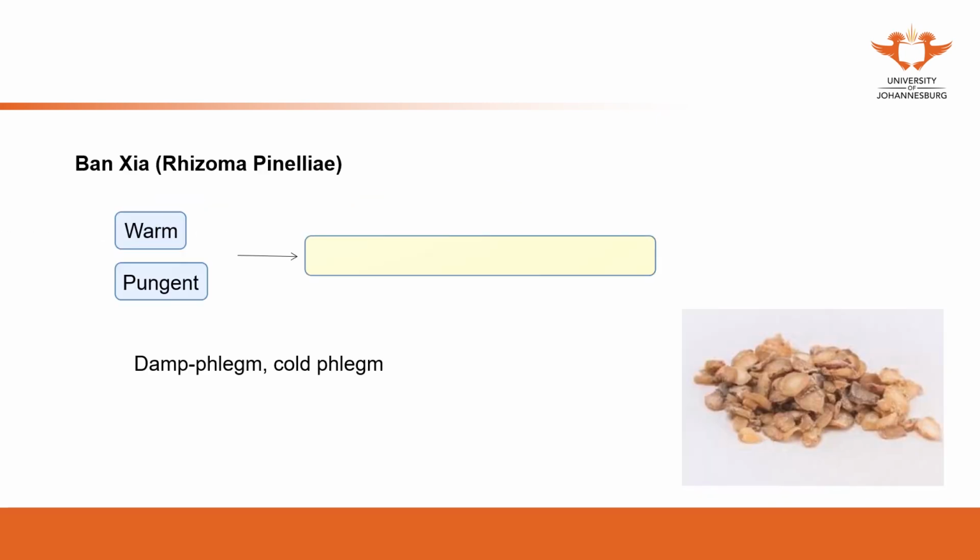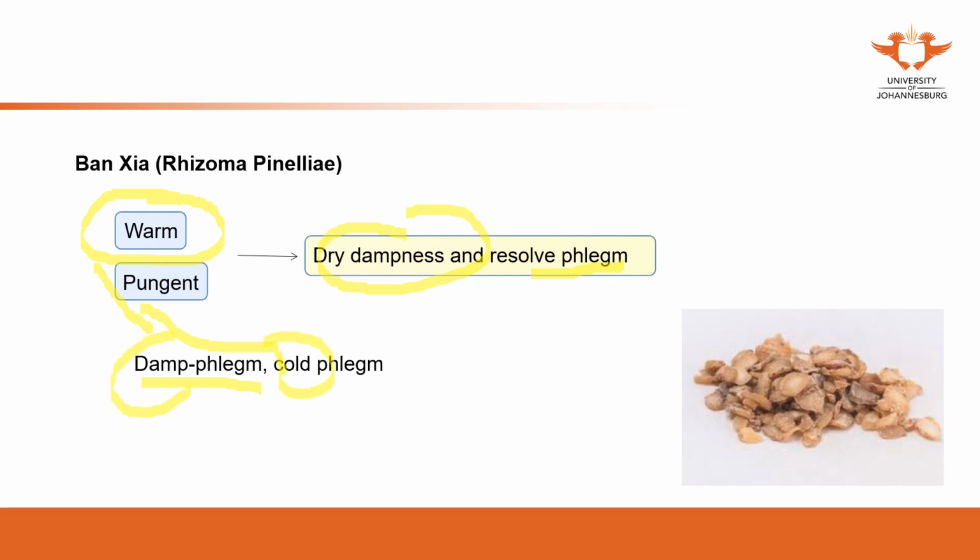半夏 is warm and pungent. It dries dampness and expels phlegm. So 半夏 can be used for the combination of dampness and phlegm, especially cold phlegm. Damp phlegm is the combination of dampness and phlegm. There is also a type of cold phlegm. Because this ingredient is warm in property, it can be used for coldness and can reduce dampness.